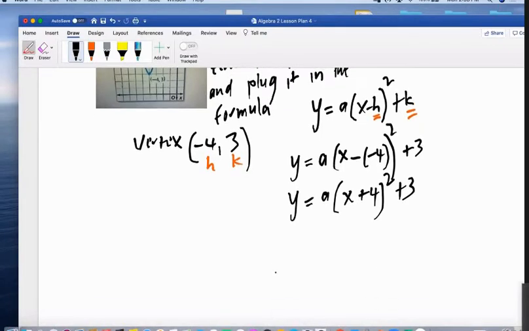Okay, so once we've done this, step 2. We're kind of running out of time now, so let's do step 2. That's step 1, plug in the vertex. Step 2. Okay, so everyone ready for step 2?